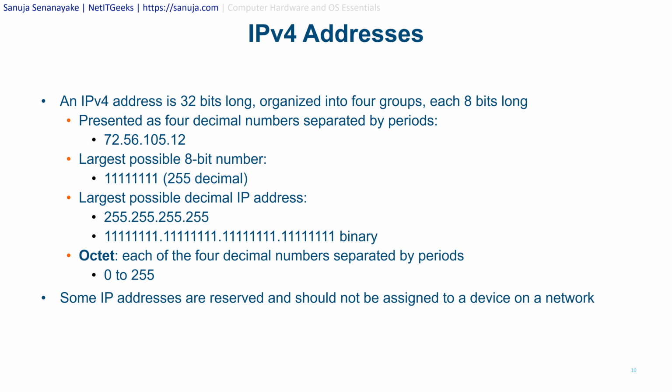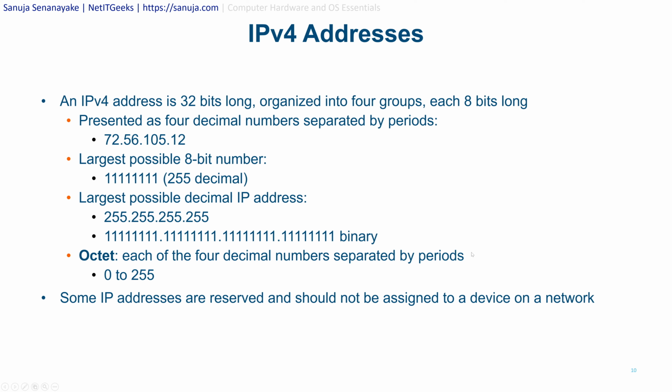So let's look at IPv4 addresses in a little bit more depth. An IPv4 address is a 32-bit long address organized into 4 groups, and each of those groups is 8 bits long. Hence the term octet. Oct means 8, octet. So each of these groups is usually referred to as an octet: 1st octet, 2nd octet, 3rd octet, 4th octet. That is because each of these contains 8 bits.